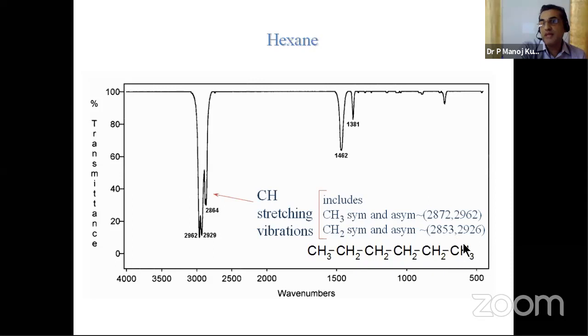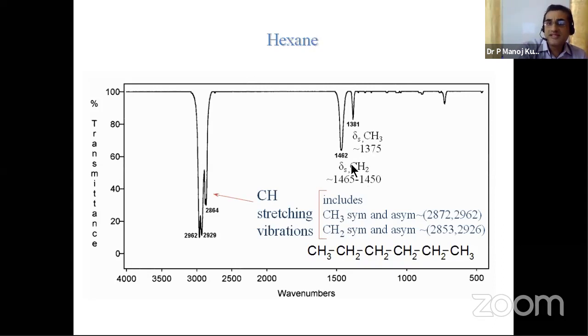The methyl group will show a bending vibration. We have already learned 1375; see here, it is coming around 1381. Similarly, the methylene group shows a bending vibration at 1462, and we predicted 1465. Don't go for the exact values, because when I said 1375, never expect that all methyl groups will show bending at 1375 itself. A little variation can be there, plus and minus 10 or 20 or thereabouts. Don't go for the exact values, but typically it tells you.